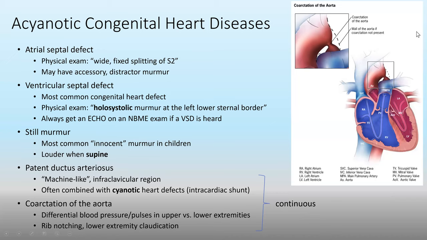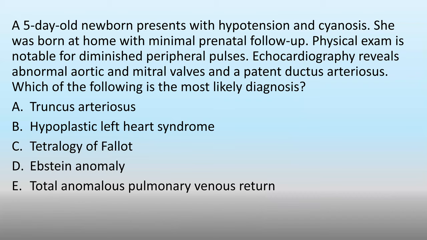And PDA, just remember that in cyanotic heart conditions, you often need a different shunt to help that cyanotic blood get back to the left side and back across to the right side so that you can mix circulation and continue with a viable heart. So a PDA can be present by itself, but if it's present in a cyanotic baby, you know that it's there as a secondary murmur, not as the primary murmur. So PDA and coarctation are the only continuous ones in this situation. ASD is its own separate thing. VSD is pretty easy to tell, and still murmur is kind of a rule out murmur that you can figure out. Let's do the next one.